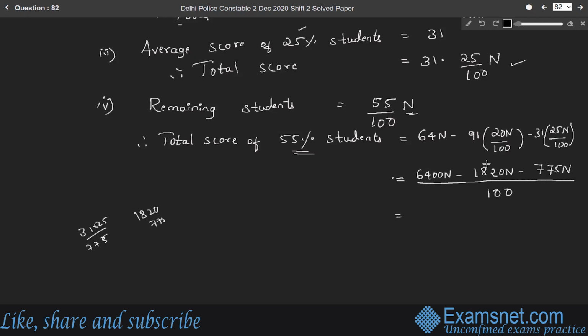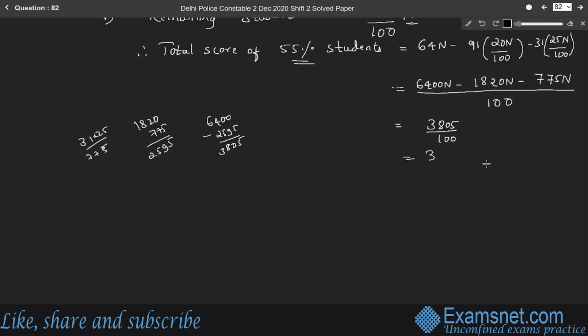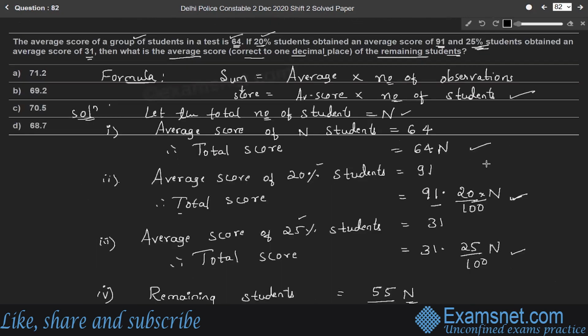1820 plus 775 becomes 2595. So 6400 minus 2595 becomes 3805. 3805 divided by 100, so this is 38.05. So the total score of the remaining students is 38.05. So then what is the average score of the remaining students?